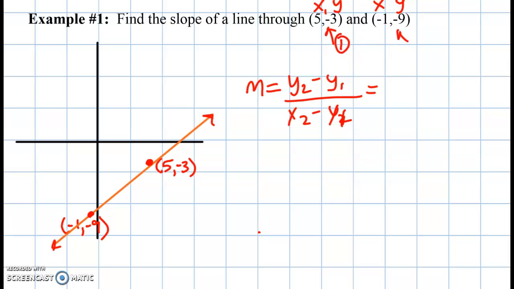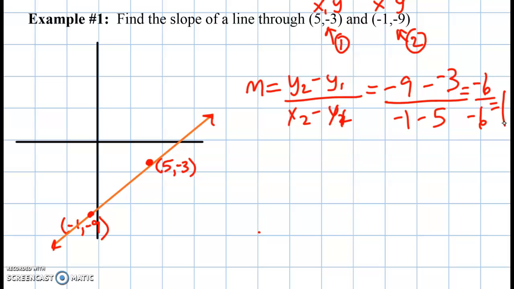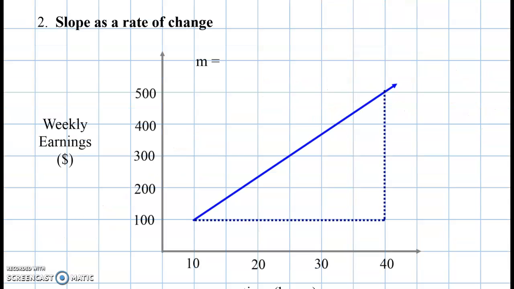Okay, so we've got our first point. Let's call that point number 1, point number 2. Okay, second y is -9. Subtract the first y, -3, divided by the second x is -1, subtract the first x. And our answer will be -9 plus 3, over -1 subtract 5. Our slope is 1. For every y that it goes up, it goes over 1x. +1 slope, correct.